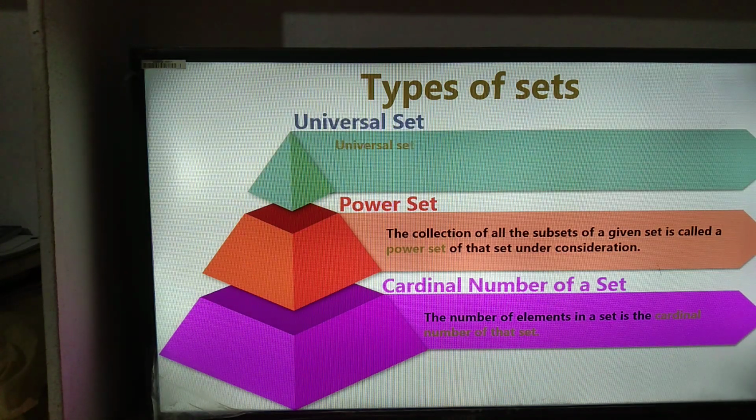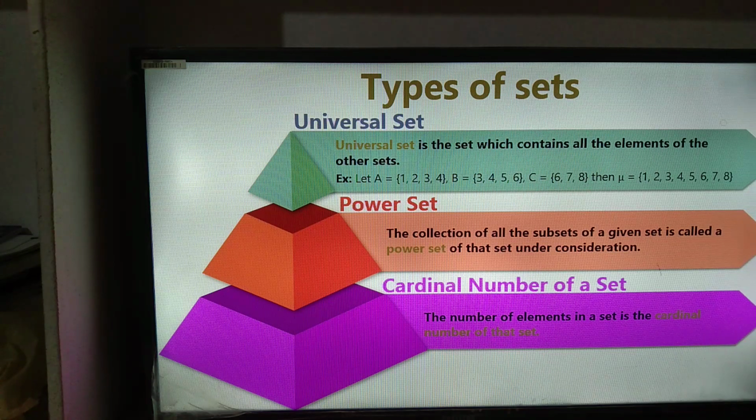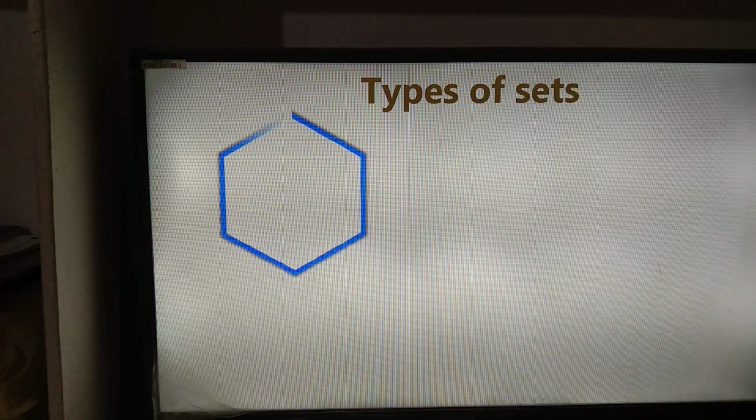Now what do you mean by universal set? Universal set is the set which contains all the elements of other sets. For example, set A equals {1, 2, 3, 4}, set B equals {3, 4, 5, 6}, and set C equals {6, 7, 8}. Then what is the universal set? All the elements 1, 2, 3, 4, 5, 6, 7, 8. That gives us our universal set. Now let us see what do you mean by a subset.